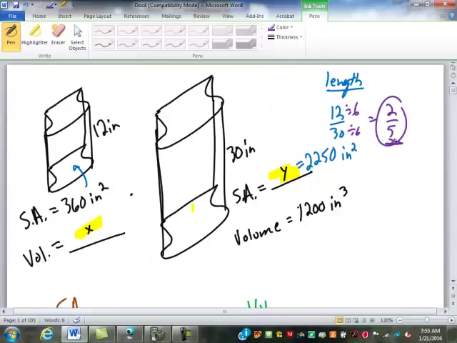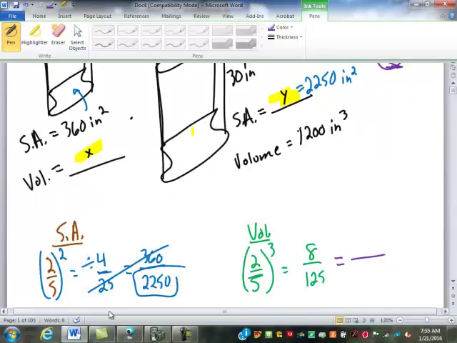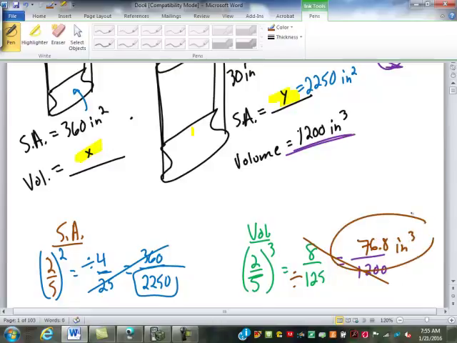Yes, we use that ratio of 2/5 the length. We squared it for the surface area, cubed for the volume. Where does the 1200 volume go? Bottom, because from the larger figure, we'll cross multiply and divide to get, what's that? 76.8 inches cubed.